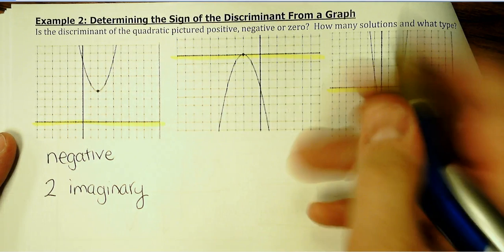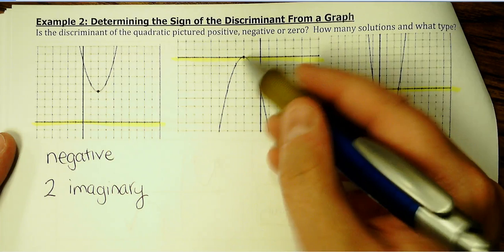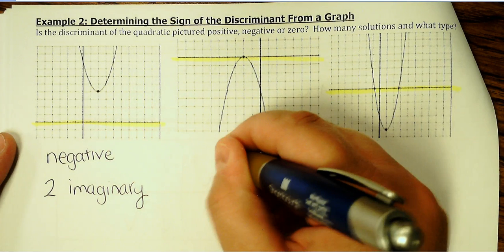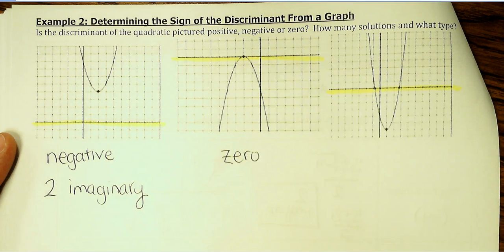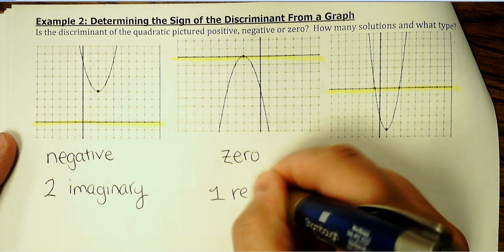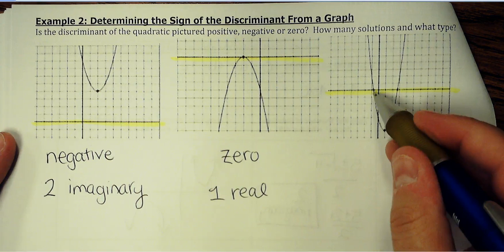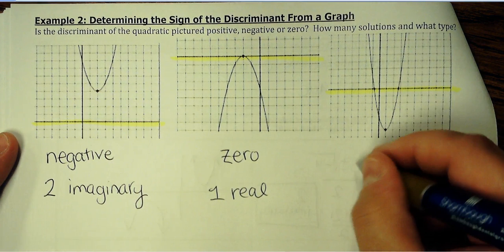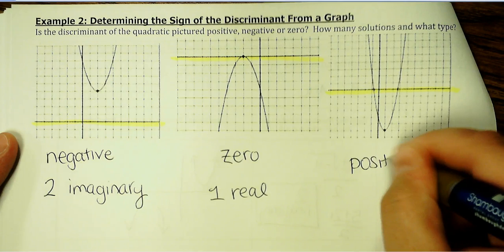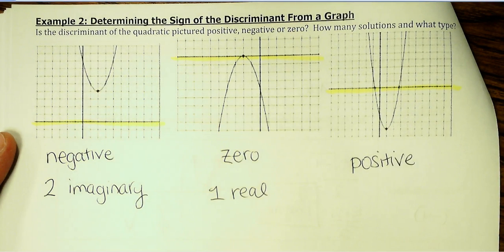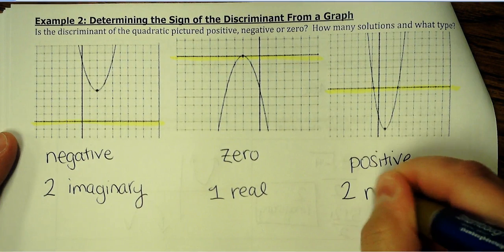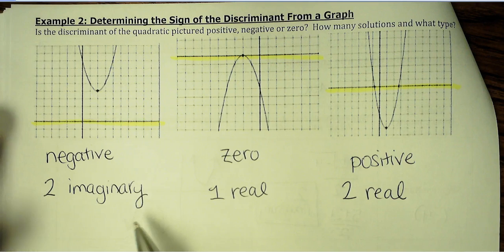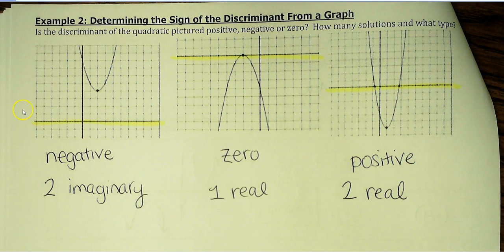If just the vertex touches the x-axis on your graph, just like it does here, that's going to give me a discriminant of 0, and that has 1 real solution. And in the last graph, you can see that I crossed the x-axis in 2 places. So if you have 2 real solutions, your discriminant had to be positive, and you could say 2 real. So the number is 1 or 2, and then the type is imaginary or real.